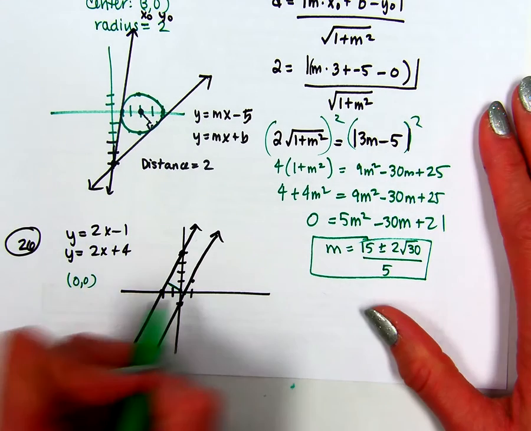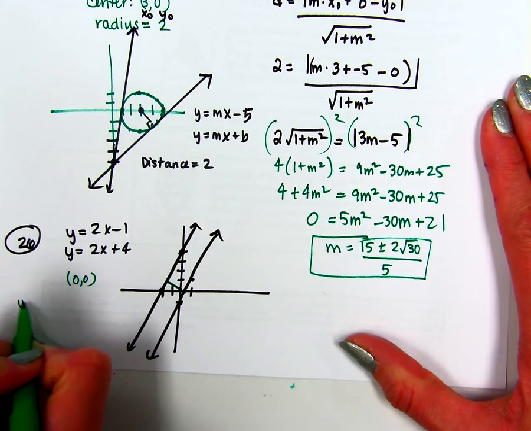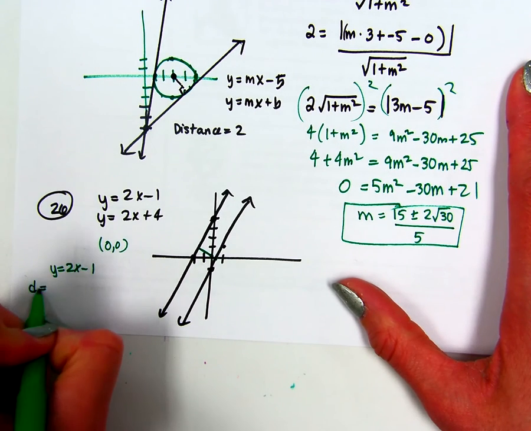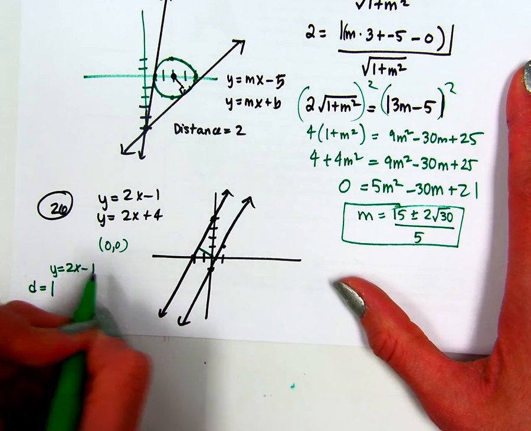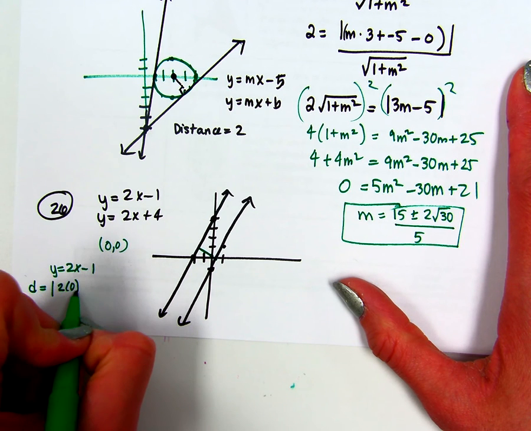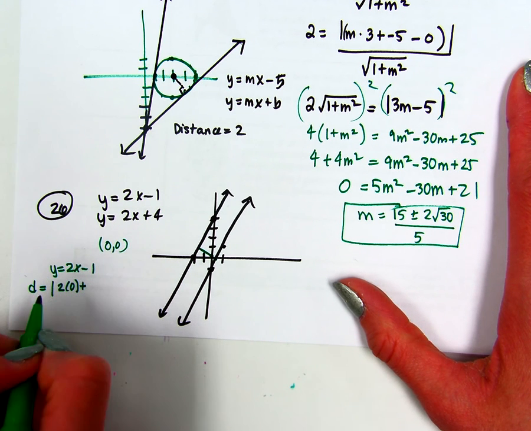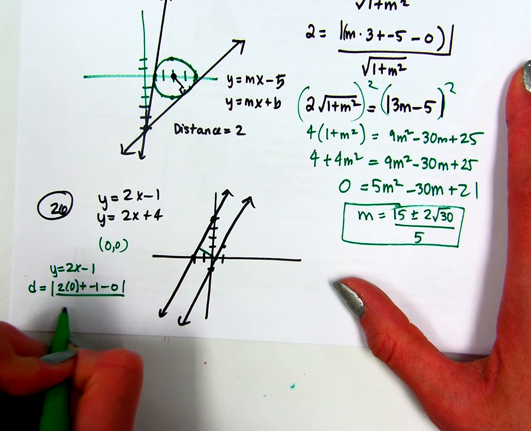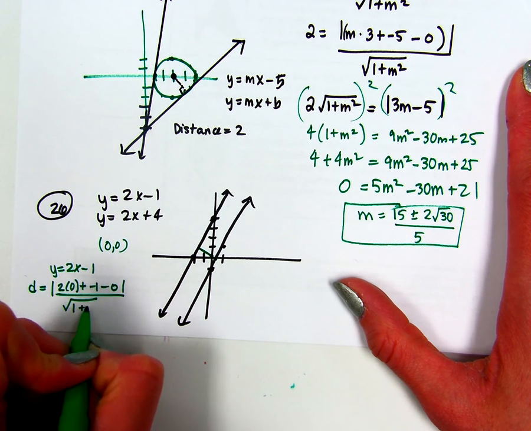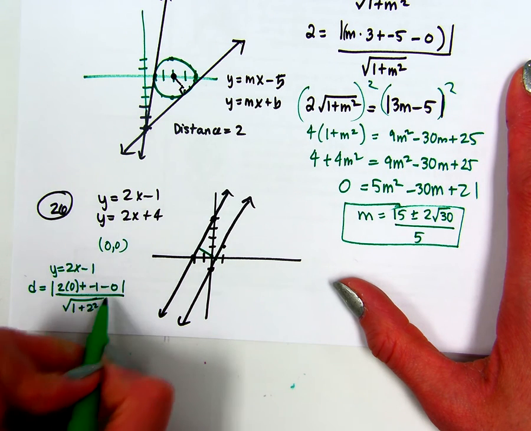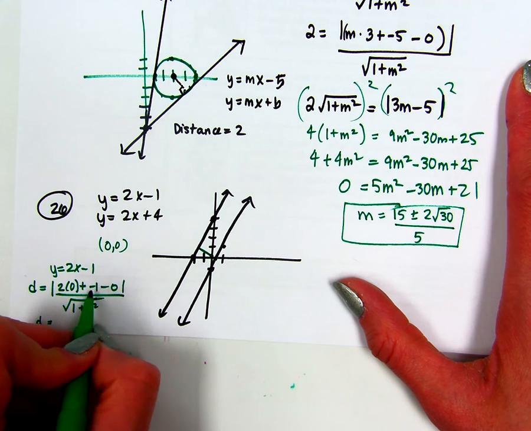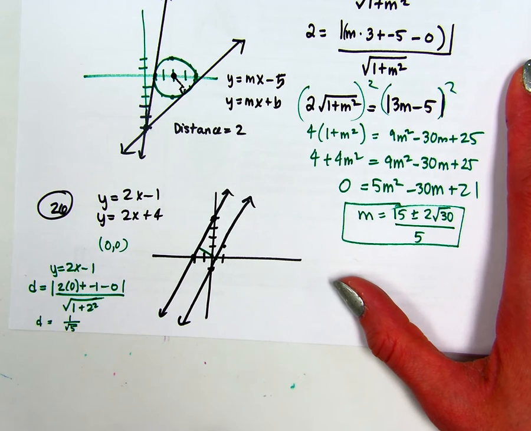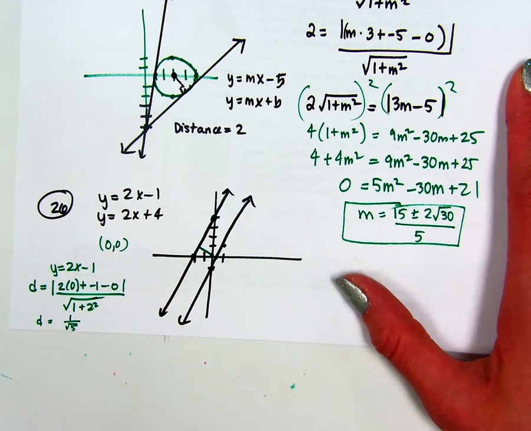If I want to know the distance to y equals 2x minus 1, I'm going to use d equals, and I'm just going to use the y equals mx plus b version of the formula. So 2 times 0 plus negative 1 minus 0, and then all over the square root of 1 plus 2 squared. All right, so that gives me 0 minus 1. So the absolute value of negative 1 is 1 over root 5. All right, so that's the distance. That's that tiny distance there.